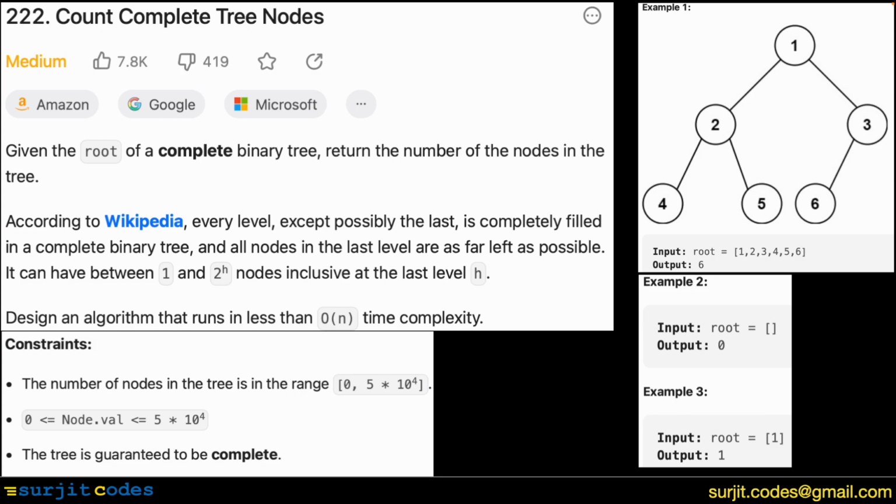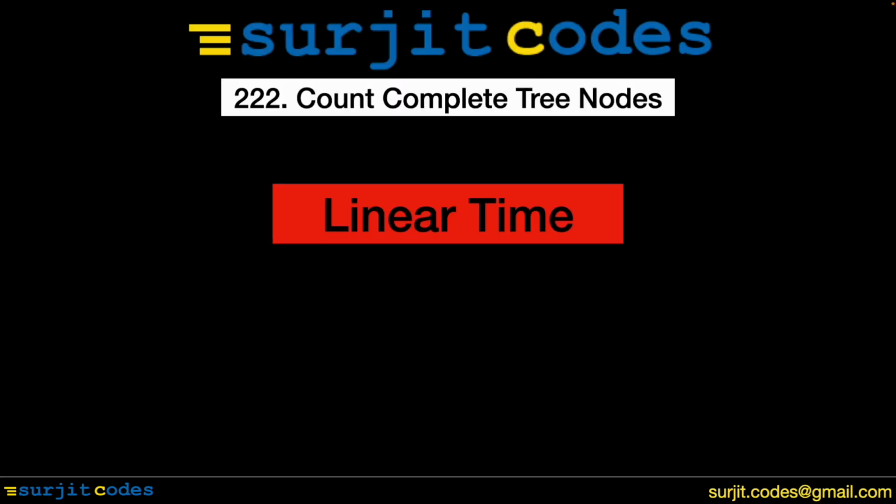We are given a complete binary tree. It means that all levels are completely filled except a few nodes at the end of the last level. We are required to count the number of nodes in less than O(n) time complexity.